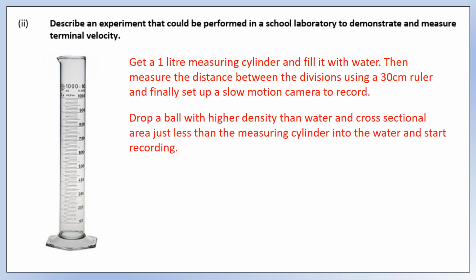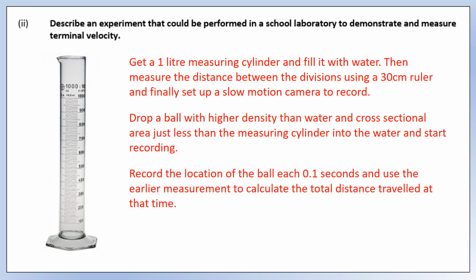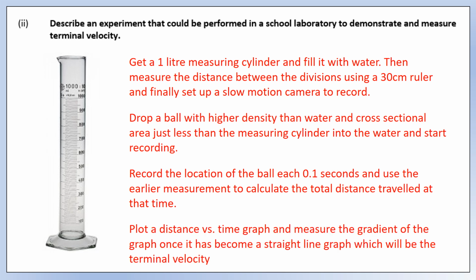We're going to choose a ball with a higher density than water, so it sinks, and a cross-sectional area as big as possible so that it can fall down the tube but has a big drag force. We're going to record the location of the ball every 0.1 seconds and use our measurement from earlier to work out how far it's traveled at each point in time. Then we can plot a distance versus time graph. If we want the terminal velocity, we'll find the gradient where it becomes a straight line.